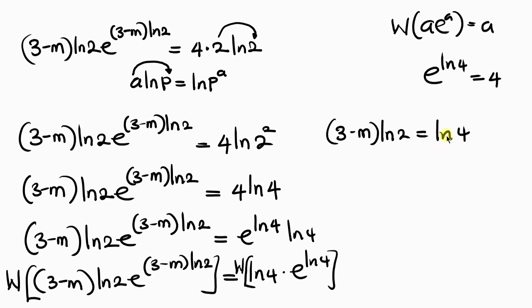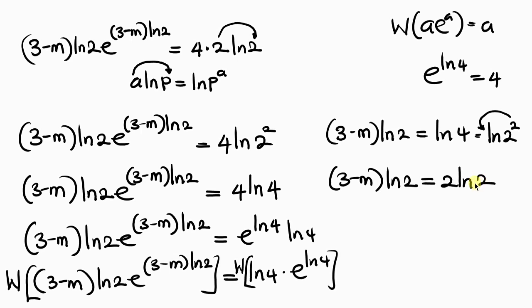Now we can still simplify this ln 4 further. ln 4 is the same as ln 2 to the 2, right? That is it. And from indices, this power or this exponent can come in front of the ln. So we have 3 minus m times ln 2 to be equal to, now this becomes 2 times ln 2.